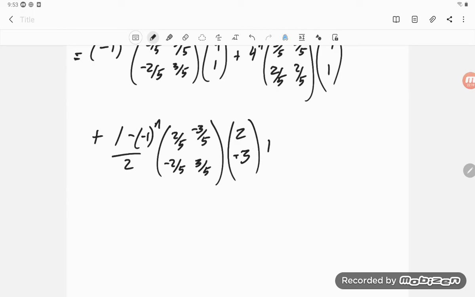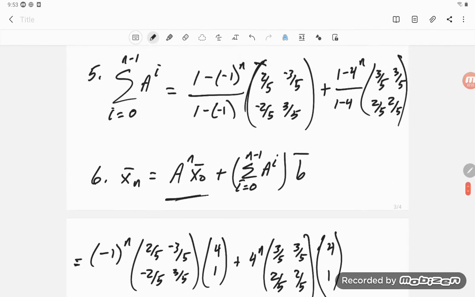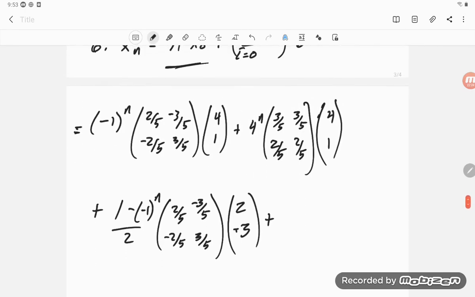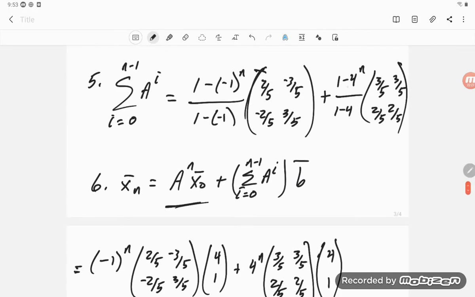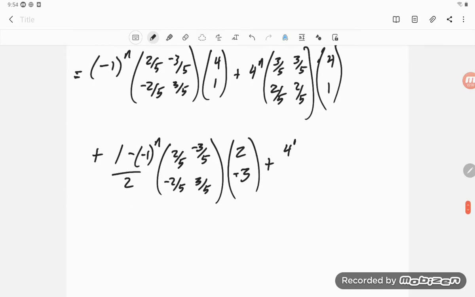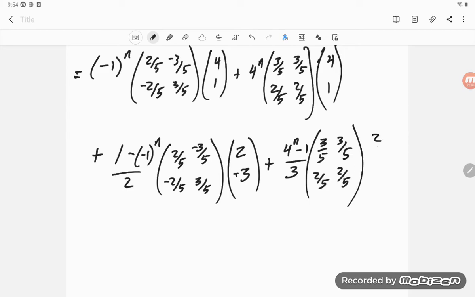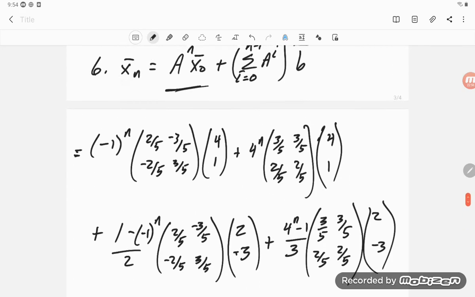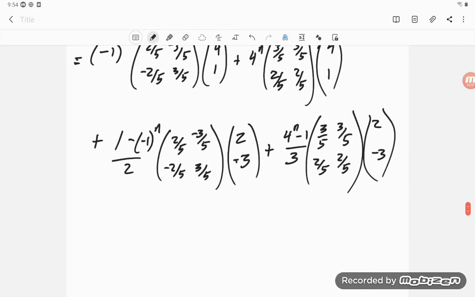And then plus, and here I have 1 minus. Now I can make that 4 to the n minus 1 over 3. So that's what I'll do. 4 to the n minus 1 over 3. And then times my 3/5, 2/5, and 2, -3. And so there is my answer.